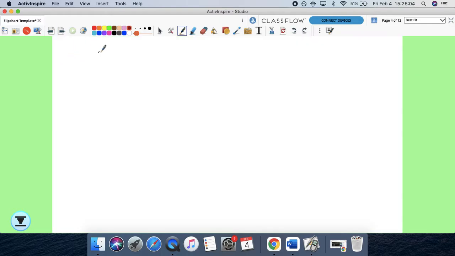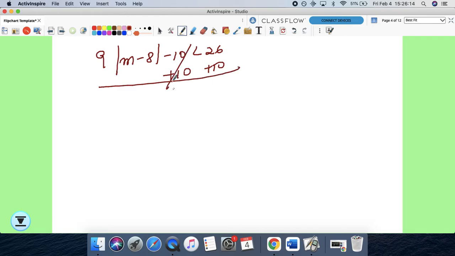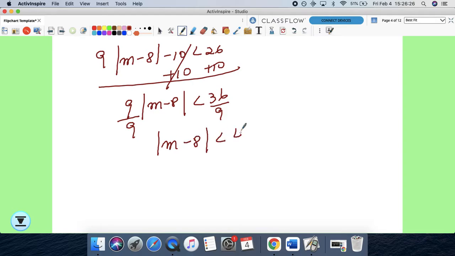16 we did yesterday, so 17 is 9 times the absolute value of m minus 8, minus 10, less than 26. So we're going to do plus 10 first, plus 10 on both sides, get rid of that. So we get 9 times the absolute value of m minus 8, less than 36. We're going to divide that by 9, a positive number, so we don't switch signs, so that becomes less than 4.